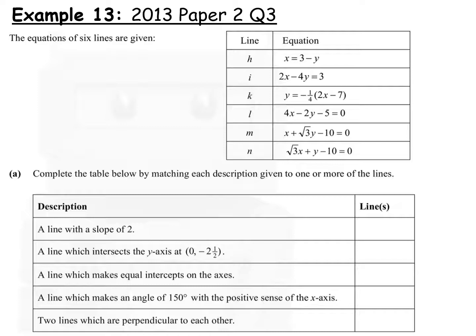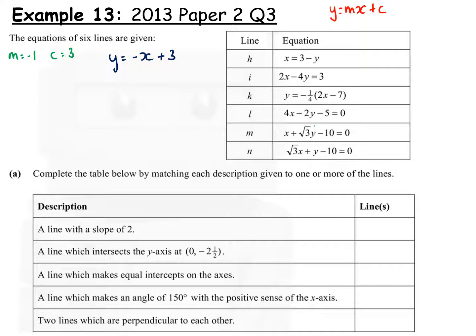So one thing that might be useful is to rearrange everything in the form y equals mx plus c. That way we can very quickly see the slope and also the y-intercept. So here, y equals minus x plus 3. So now, really quickly, I'm able to see my slope is minus 1 and my y-intercept is 3, or you can think of it as the point (0, 3).